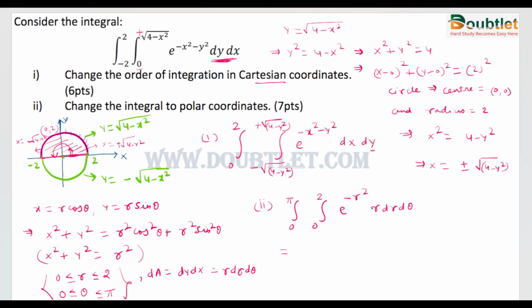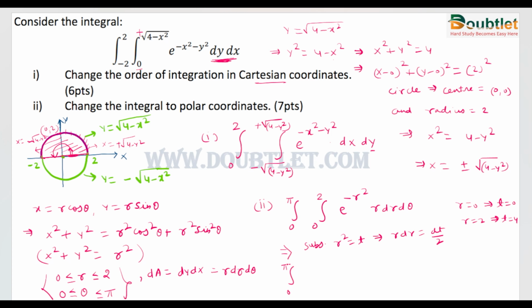Now to solve this, we need to substitute. So if we substitute r square as t, what do we get? We get r dr equal to dt by 2, and if r is equal to 0, then t is equal to 0. If r is equal to 2, then t is r square, so t will become 4. So the limit of r will change to t, and instead of 0 to 2 it will become 0 to 4. So it will become e to the power minus t, dt by 2, because r dr is equal to dt by 2, multiplied by d theta.